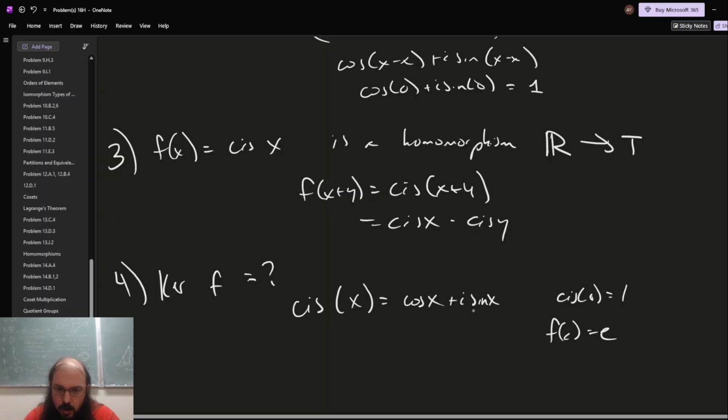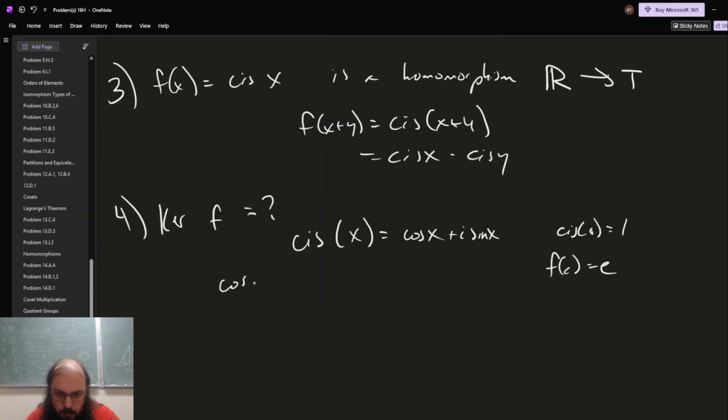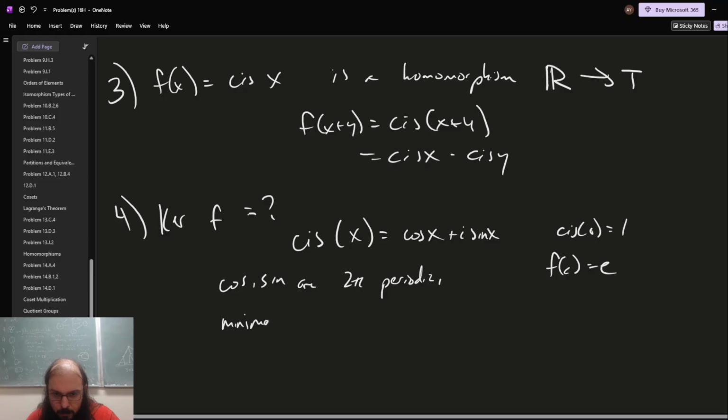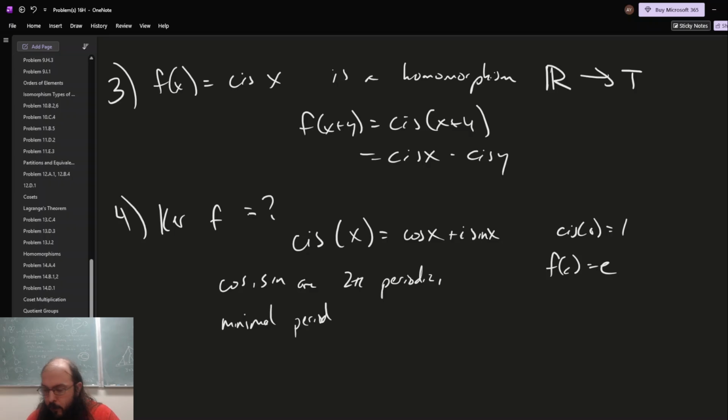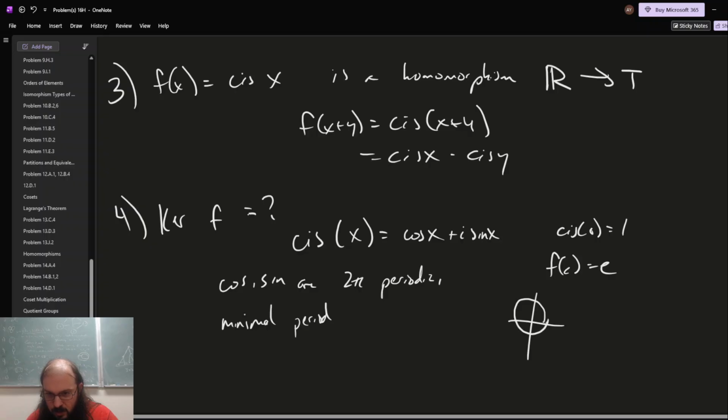Well, cosine and sine are 2 pi periodic. And that's the minimum period. In other words, there's no smaller number that you can translate x by and have it agree for all values of x. And so what that means is you'll get back to 1 every copy of 2 pi. And we know that. That's like the unit circle again, right? Here's our nice unit circle. Every time I go 2 pi around, I get back to 1. So therefore, kernel of f is exactly the multiples of 2 pi.